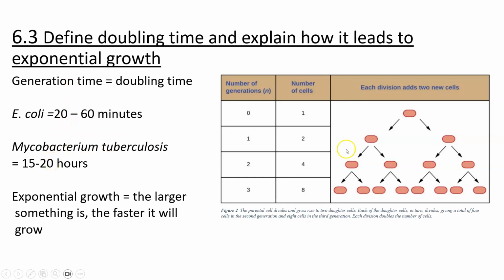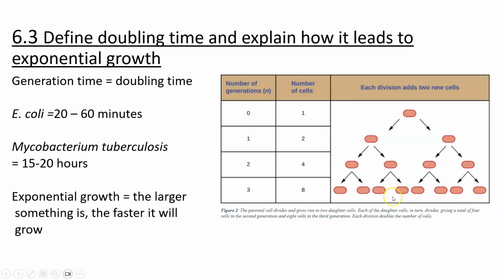If we look at this picture, here we have generation zero. We start with one cell. After the first generation, the cells have doubled, so one cell divided into two by binary fission. In the next generation, each of those cells divides into two, so I went from 2 cells to 4 cells. In the next generation, those 4 cells divide into 8 cells.